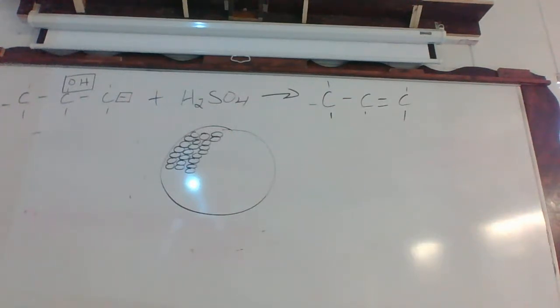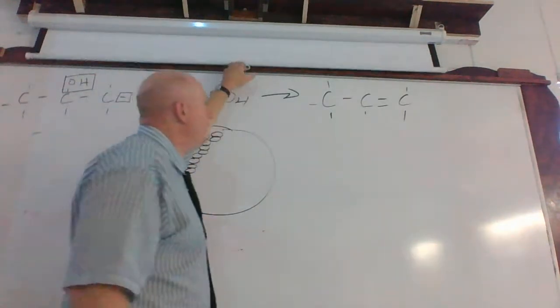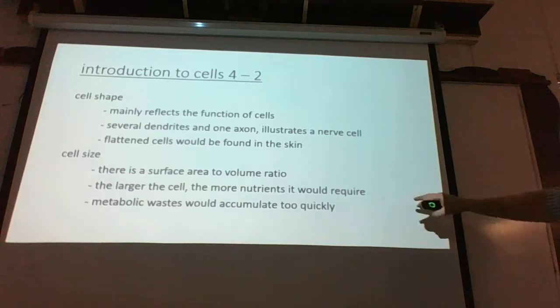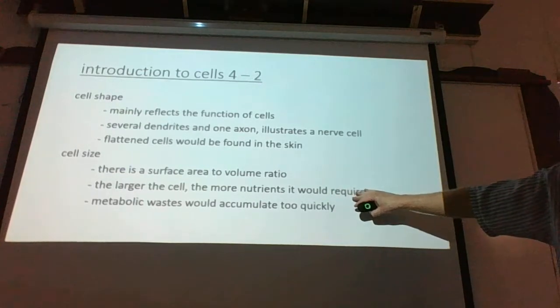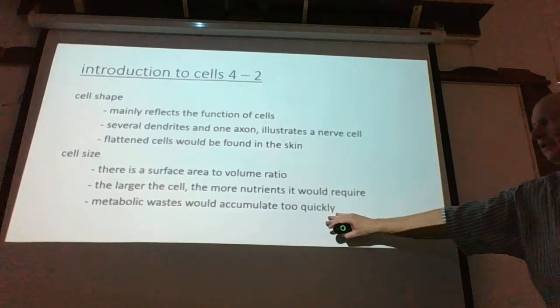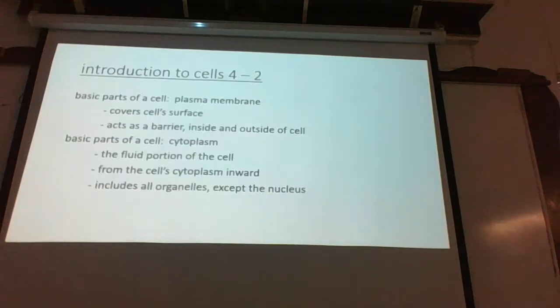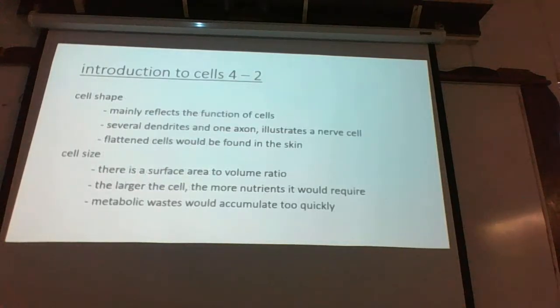That's what allows us to, again, be very efficient multicellular organisms. Okay. So the larger the cell, the more nutrients it would require. Metabolic waste would accumulate too quickly. It would not be able to get rid of them very efficiently at all. Okay, tomorrow I want to start with this.